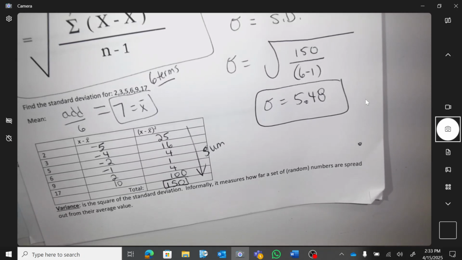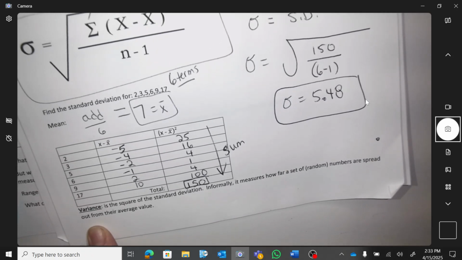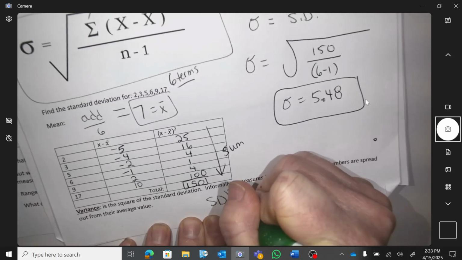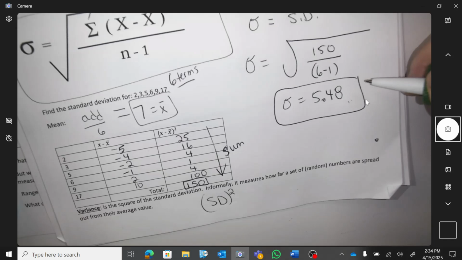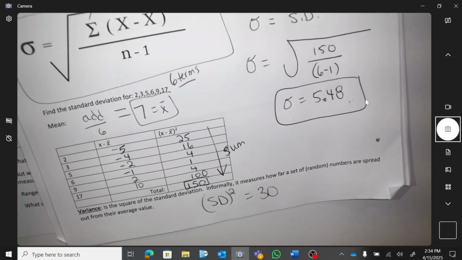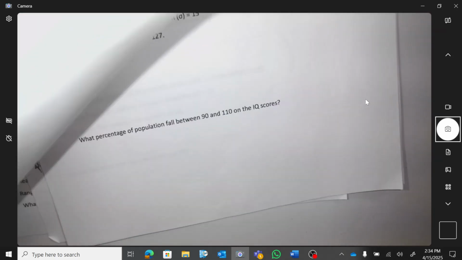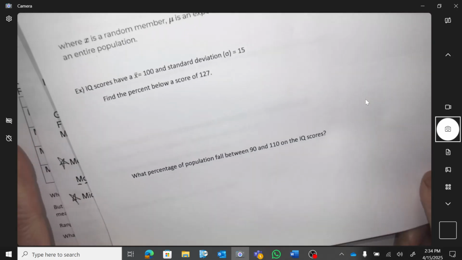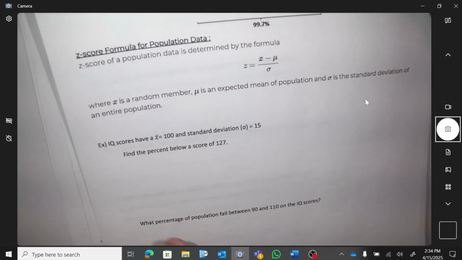I don't ever use this, but just to express what it is, variance is standard deviation squared. So we square rooted something. If we square it, do you remember what you had in your calculator before you square rooted? 30. I honestly have never even used variance. Not sure what it's for. All right, so that is how to calculate standard deviation.